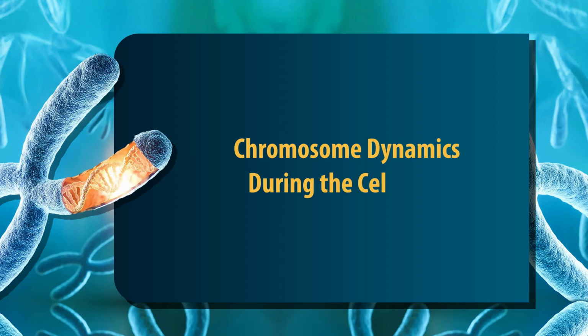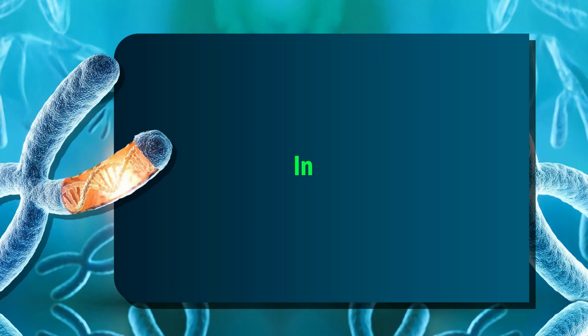Chromosome dynamics during the cell cycle. Chromosomal dynamics refer to the structural and positional changes chromosomes undergo during the cell cycle, ensuring accurate replication, segregation, and genetic stability. Interphase. Chromosomes remain uncoiled as diffused chromatin, which permits transcription and DNA replication.